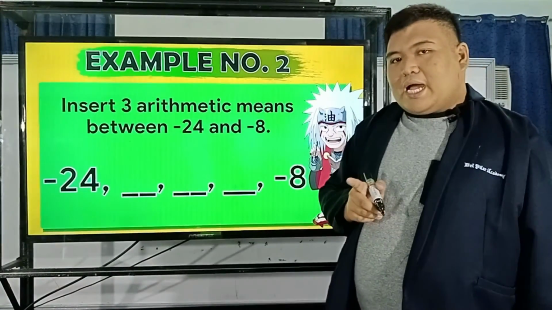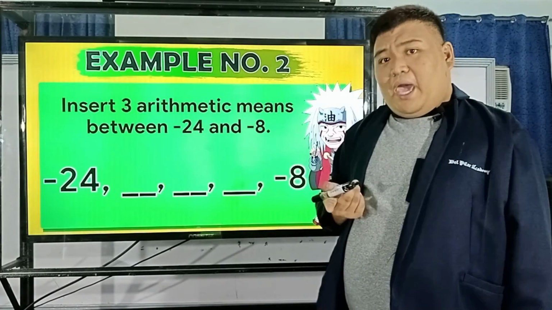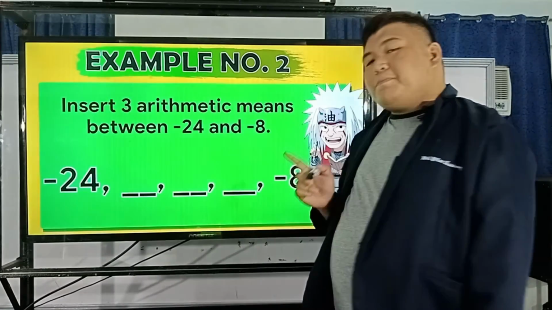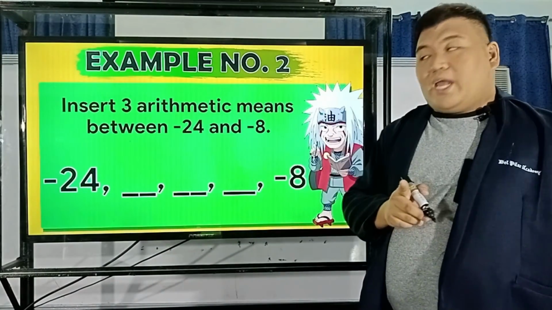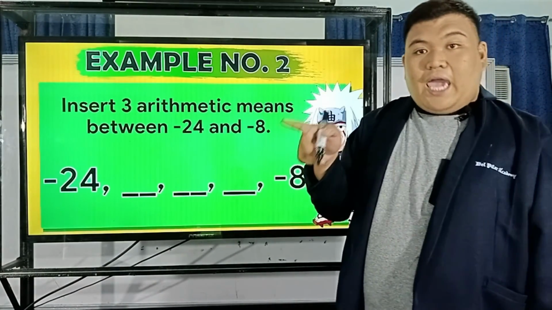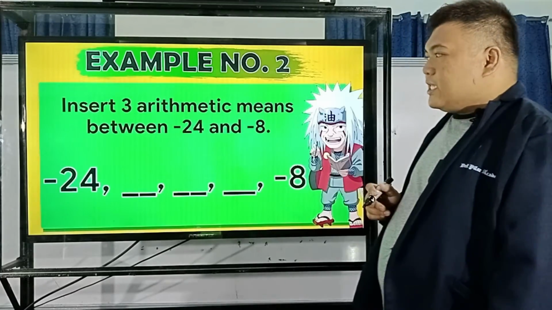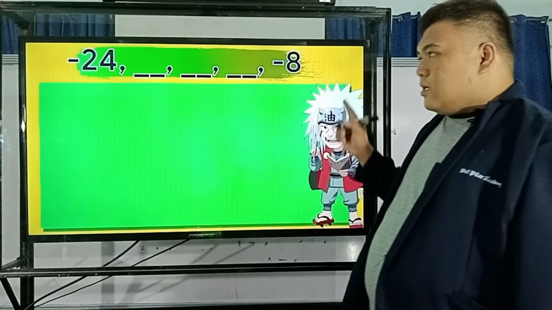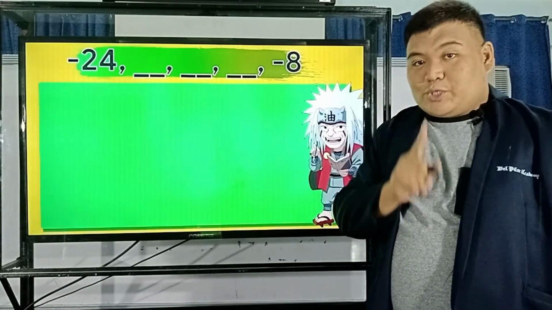So again, ano ang unang hahanapin? Is it a sub n? Is it a sub 1? Okay, ang hahanapin po is the common difference, and that is denoted by a letter D. Now let's have the solution. Ituturo ko, yung shortcut.